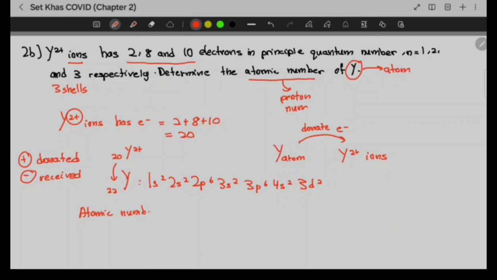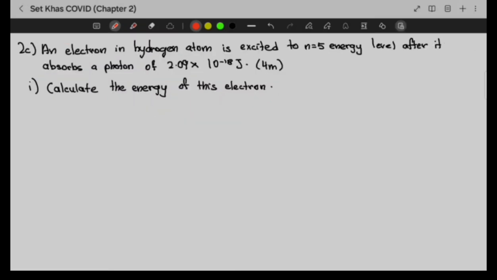of Y will simply be 20, from the total ions, plus 2, the original proton number, which is 22. So the mark distribution is here. The first mark, the second mark from the electronic configuration of Y atom, and the third mark to show the atomic number of Y. So let's do the next question, 2c.